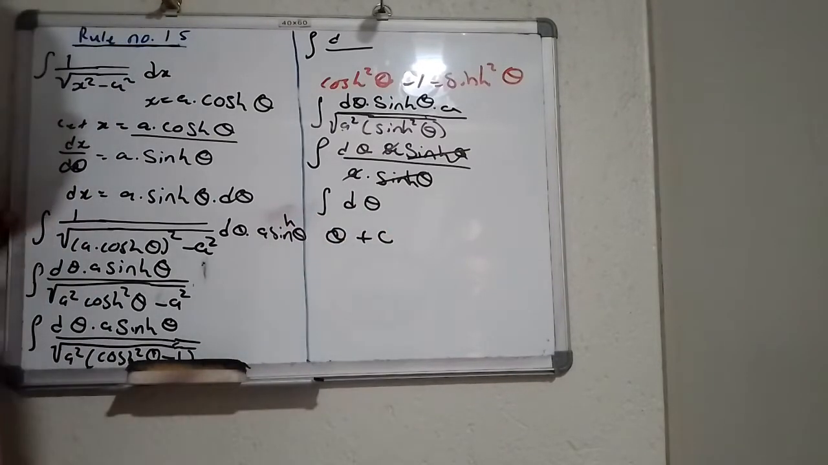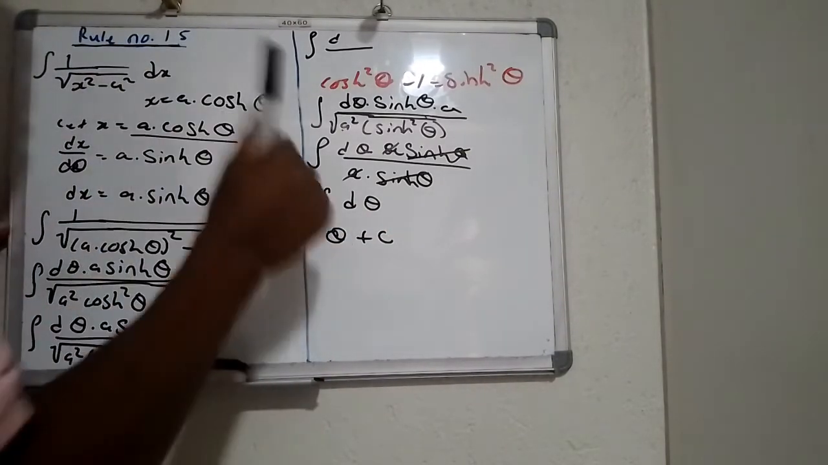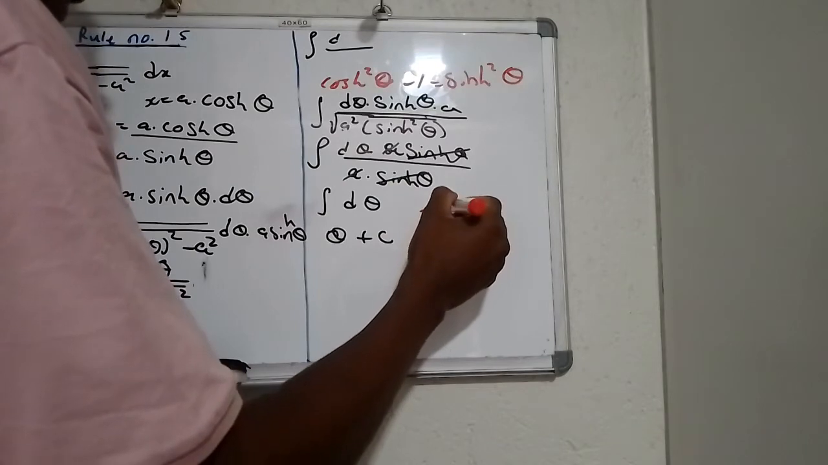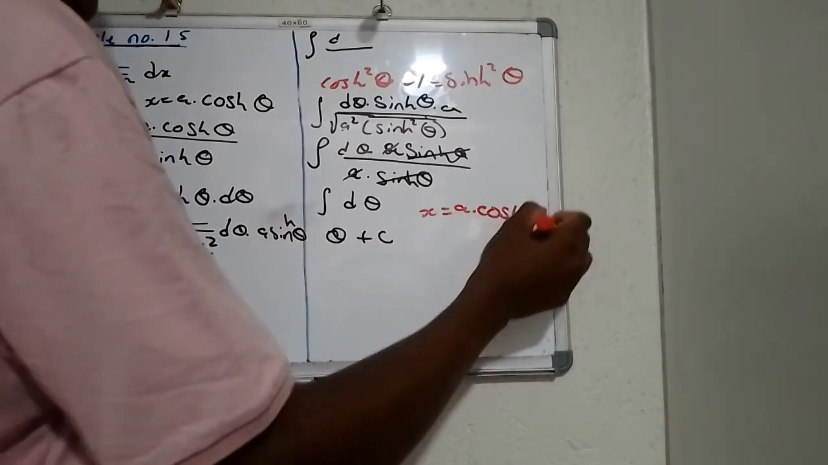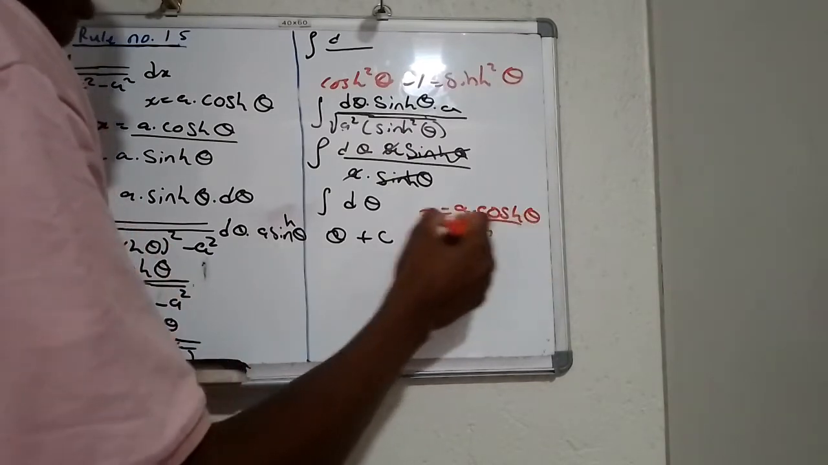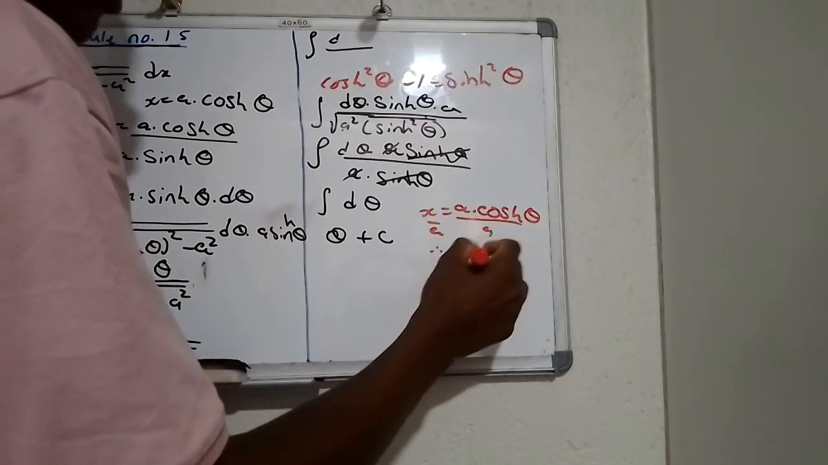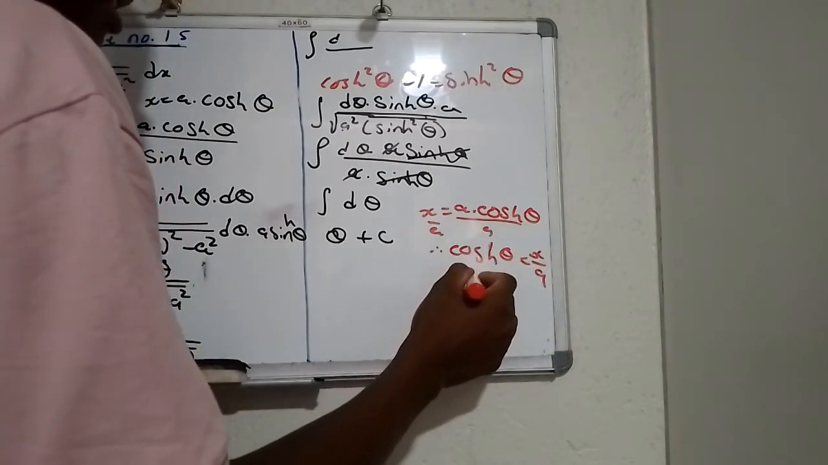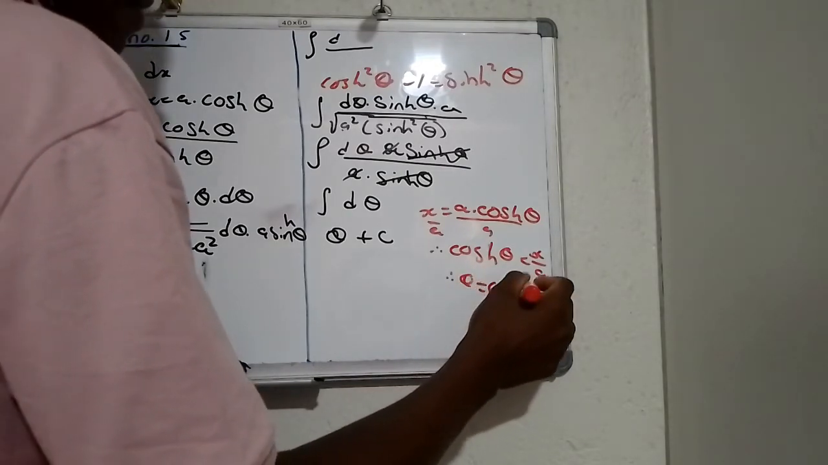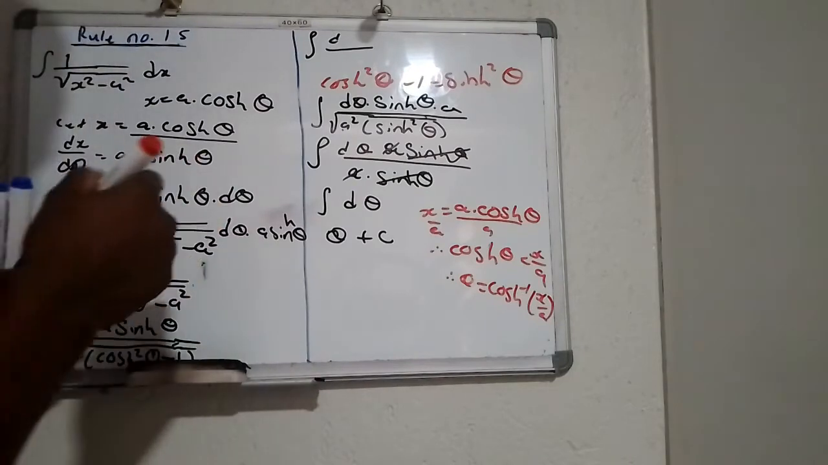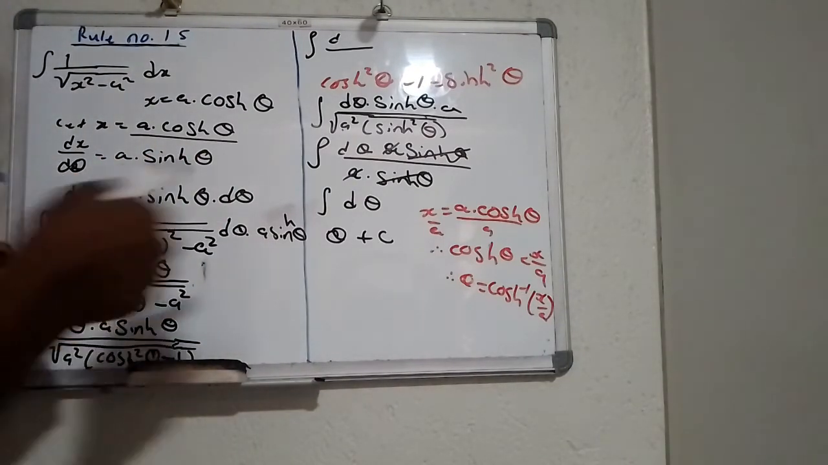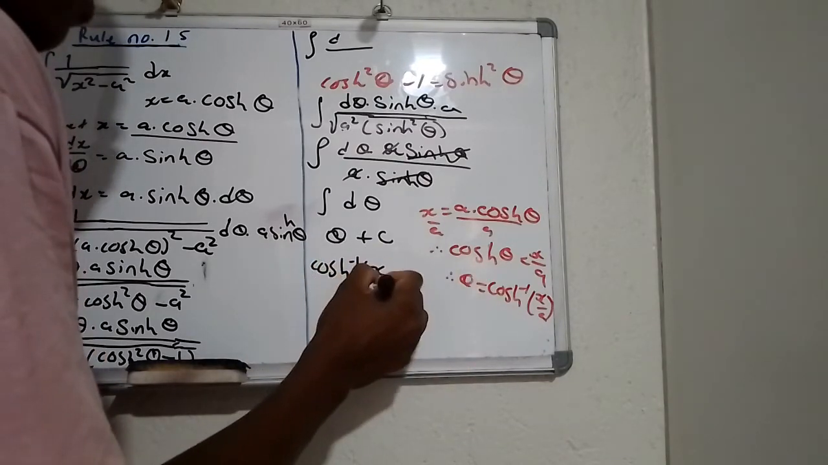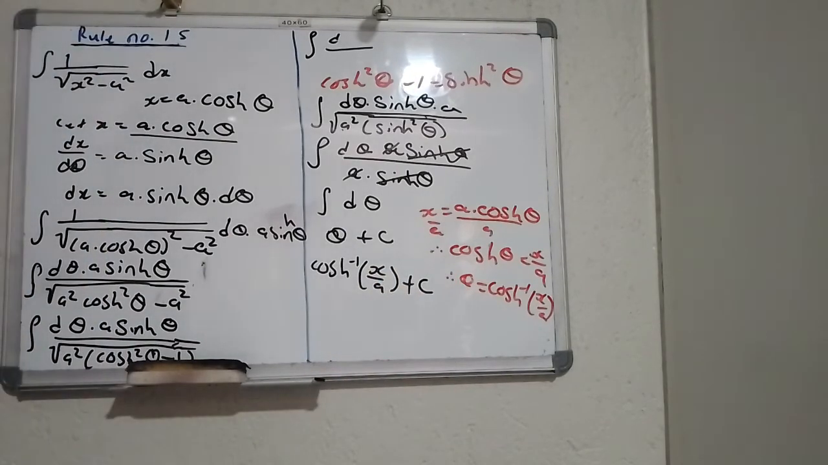theta plus c. But now, I know I said x is equal to a multiplied by hyperbolic cos of theta, right? Therefore, I can just divide by a, then hyperbolic cos of theta is equal to x over a. Therefore, theta is equal to hyperbolic cos inverse of x over a, right? Then I can substitute it back and have hyperbolic cos inverse of x over a plus c. It is my solution.